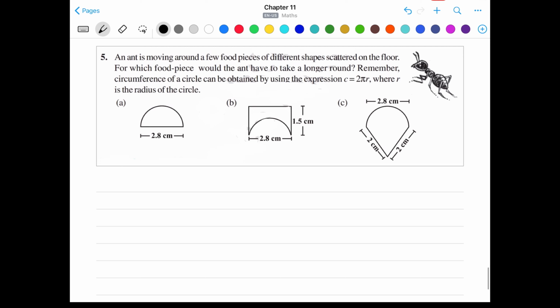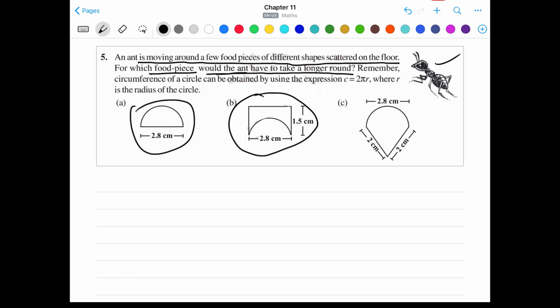Now moving to the next one, we have question number 5. It's an interesting question. An ant, which is given here, is moving around a few food pieces of different shapes scattered on the floor. For which food piece would the ant have to take a longer round? That means this ant is moving around all these foods of different shapes, so we have to calculate for which food she has to cover a longer distance.